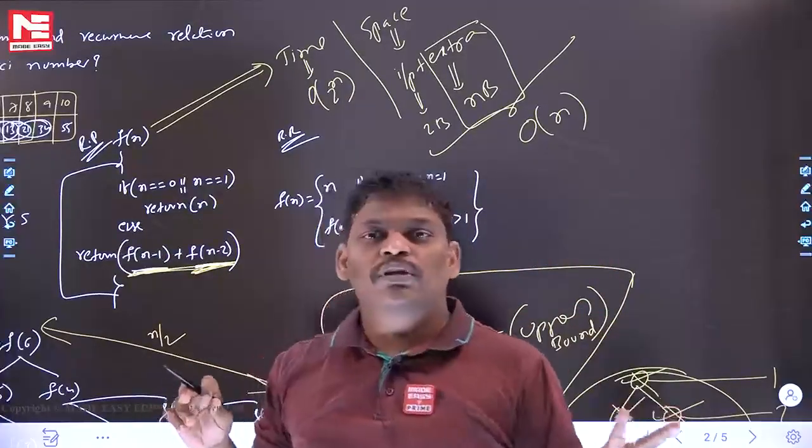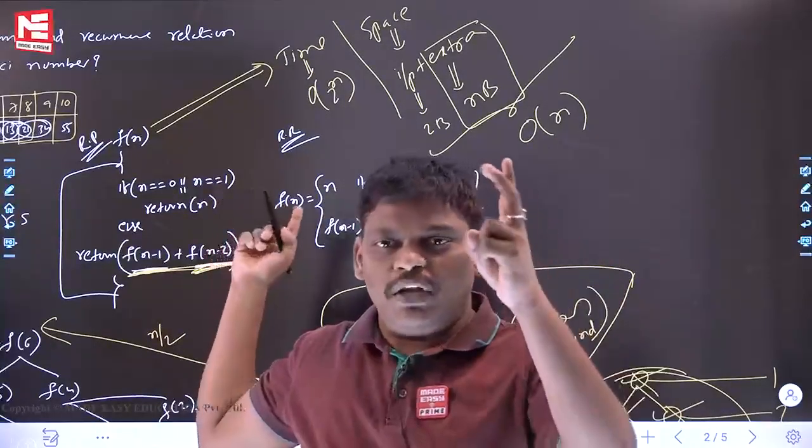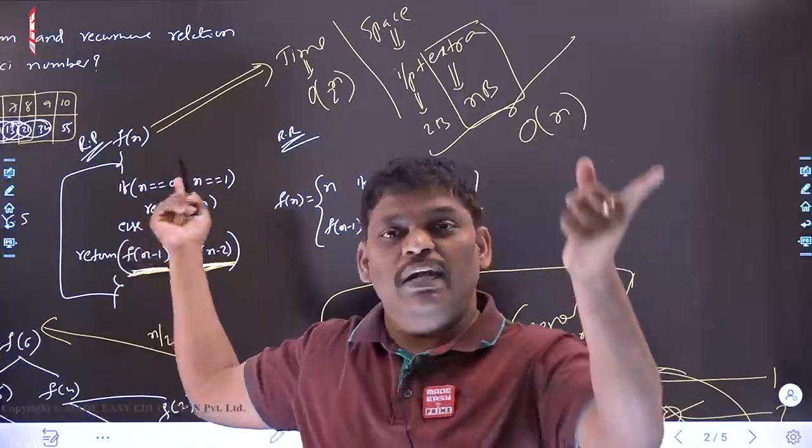Totally, I want to say that I did 3 things in this problem. For the Fibonacci of n, writing the recursive program, writing the recurrence relation.